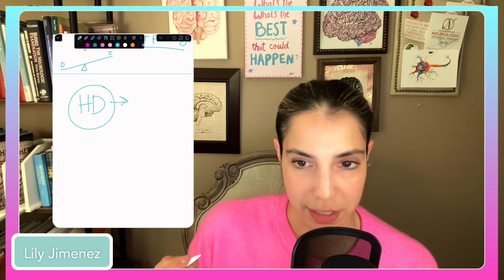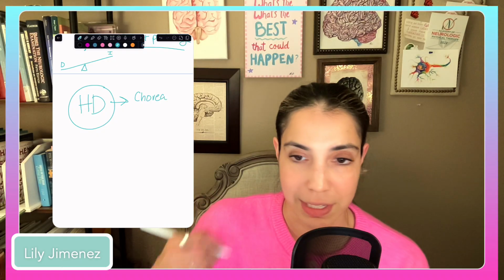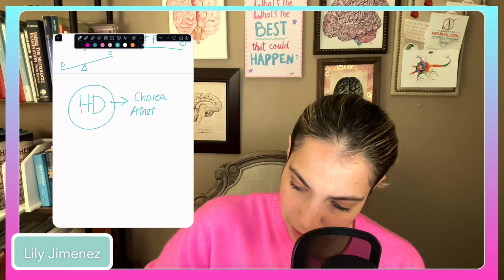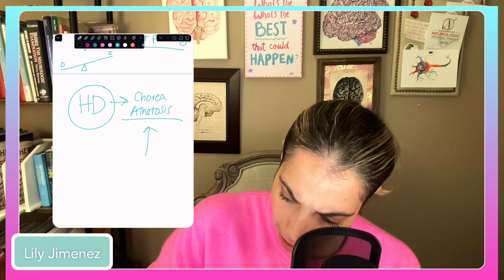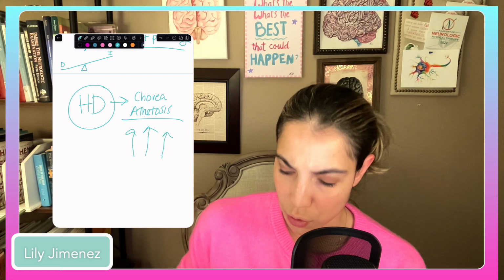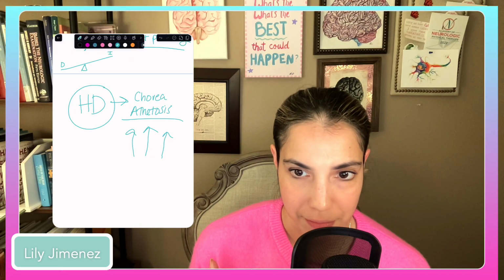Versus if we look at Huntington's disease, what do we see with Huntington's? What is the first thing that comes to your mind? Chorea. Athetosis. Dance-like movements, right? Hope that's how it's spelled. Okay, so what do we see? We see a lot of movement. So then what pathway is not working properly?